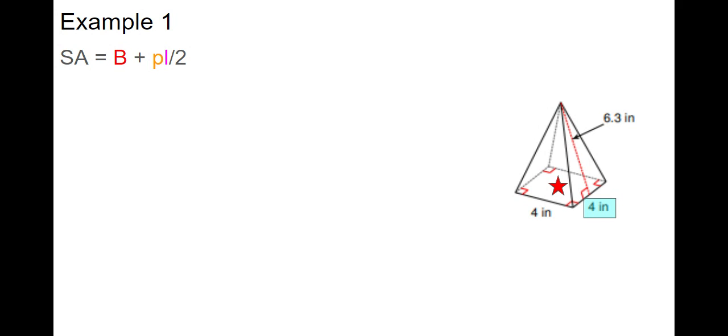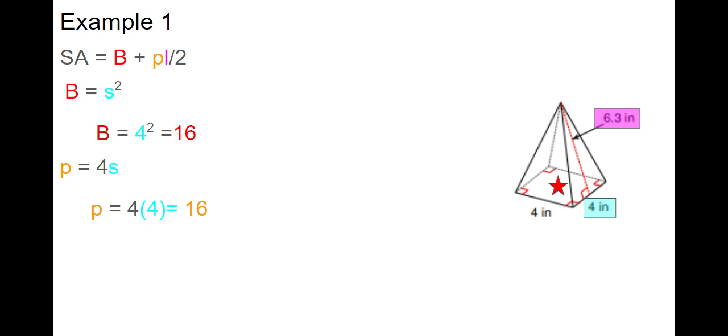It will also help us find the perimeter. Okay. So to find the base area, we just take our sides squared, because that's how you find the area of a square, and we get 16. And we also need our perimeter, and that's 4 times S in a square, so we also get 16 for our perimeter. And then lastly, we need our slant height, which is the 6.3.